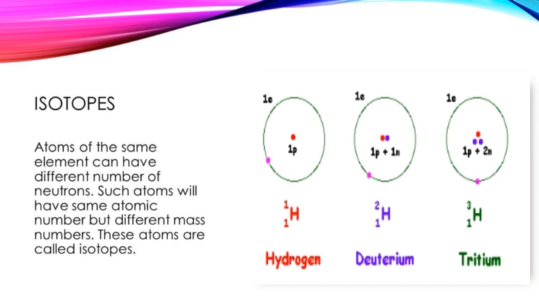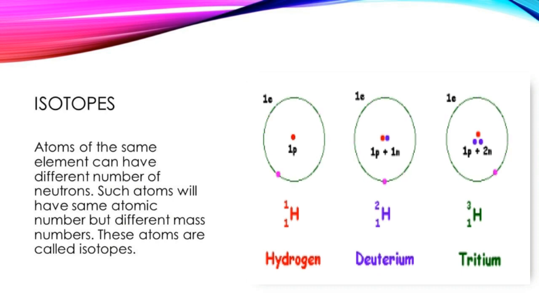So in hydrogen, the atomic number is 1 and the mass number is 1. So in hydrogen there is only 1 proton and 1 electron, no neutrons. Then in deuterium, the atomic number is 1 and the mass number is 2. So in the nucleus there is 1 proton and 1 neutron. Then in tritium, the atomic number is 1 and the mass number is 3. So here in this nucleus there are 1 proton and 2 neutrons.